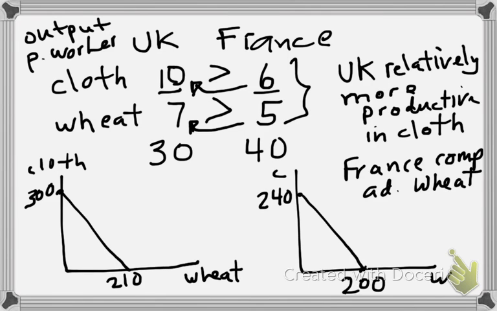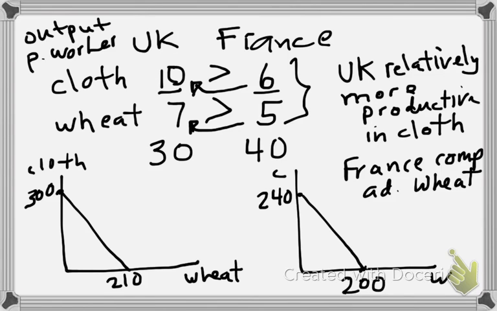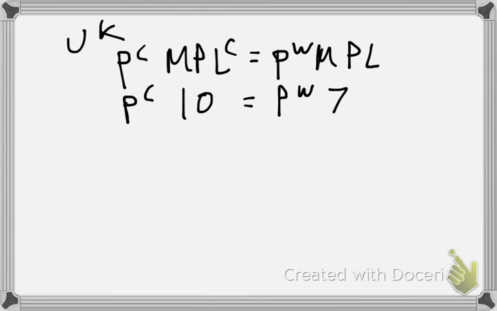So if we think about the marginal product of labor in cloth, that was 10, and wheat is 7. So we have 10 and 7, PW PC. So now we can remember, well, do we want to put PC over PW or PW over PC? And we go back to our table here, our production possibility frontier, and we remember that we're going to be measuring how much cloth you get for a unit of wheat. So we're going to have P wheat over P cloth. That's going to tell us how much cloth we get for a unit of wheat, and that's going to be equal to 10 over 7.